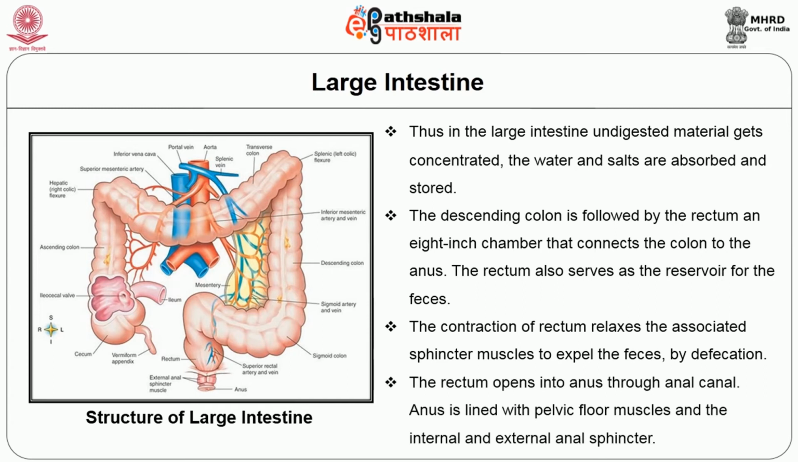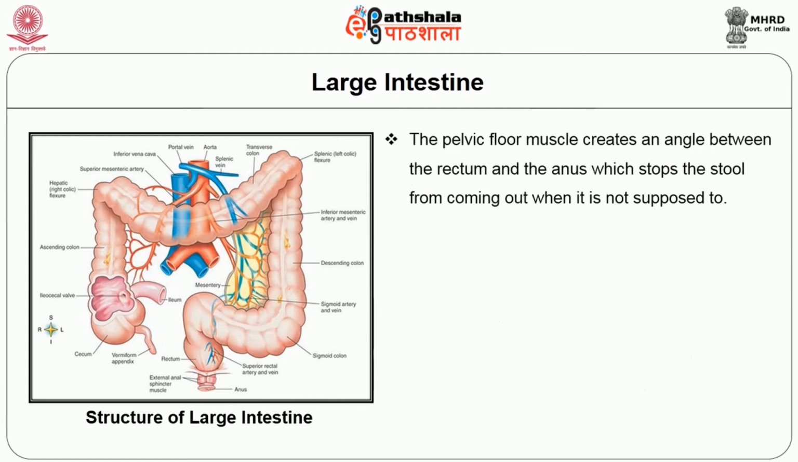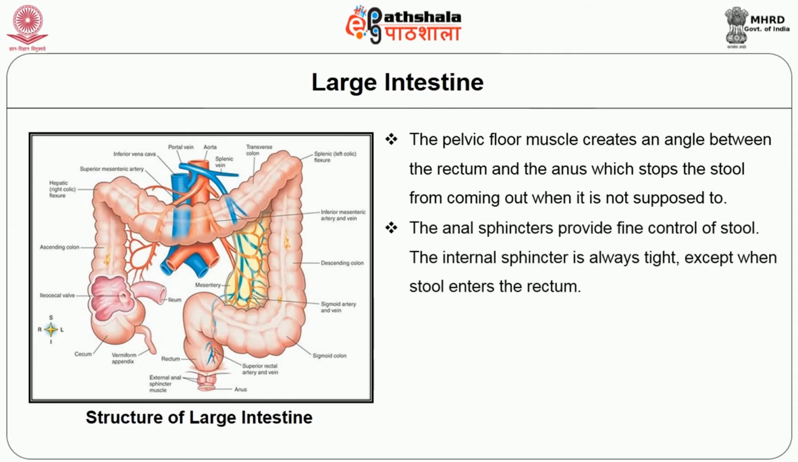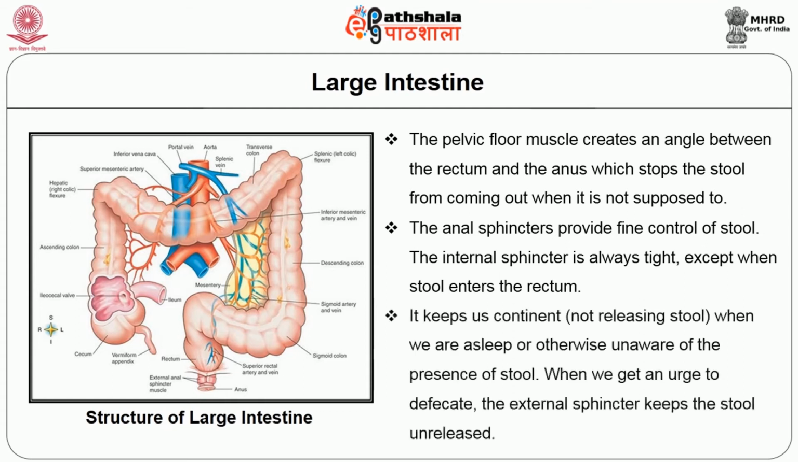The anus is lined with pelvic floor muscles and the internal and external anal sphincters. The pelvic floor muscles create an angle between the rectum and the anus which stops the stool from coming out when it is not supposed to. The anal sphincter provides fine control of stool, and the internal sphincter is always tight except when stool enters the rectum. It keeps us continent when we are asleep or otherwise unaware of the presence of stool. When we get an urge to defecate, the external sphincter keeps the stool unreleased.